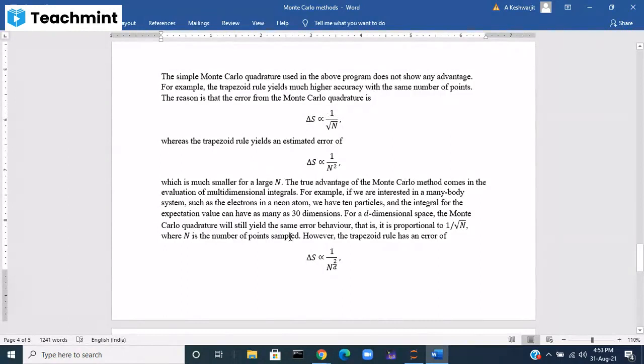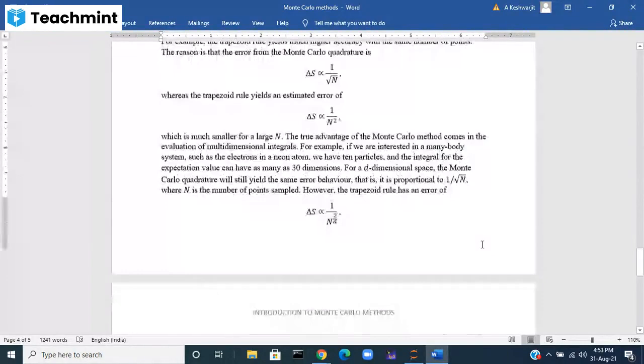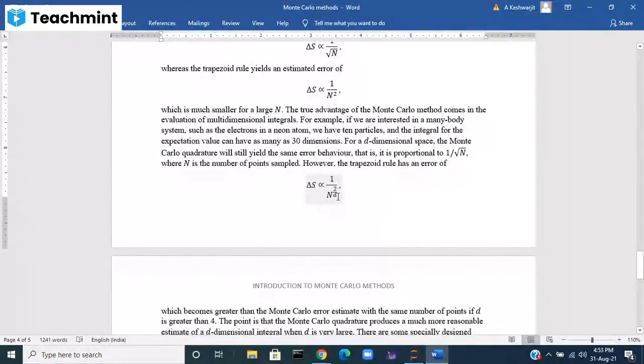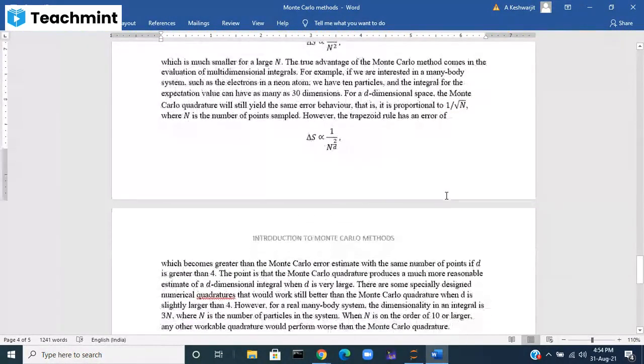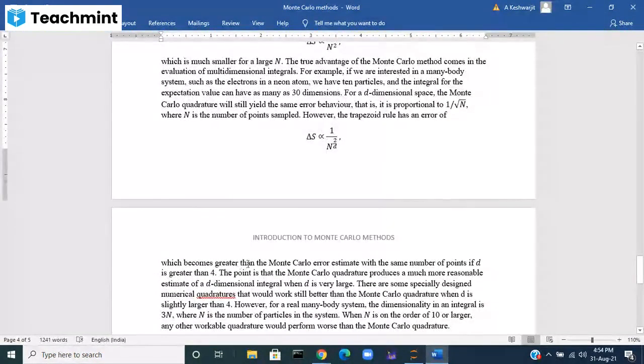However, the trapezoidal rule has an error delta S proportional to 1 by n to the power 2 by d. The trapezoidal rule error in d dimensions is given by 1 by n to the power 2 by d. And this error becomes greater than the Monte Carlo error estimate with the same number of points if d is greater than 4, that is, when the integration has more than 4 dimensions.